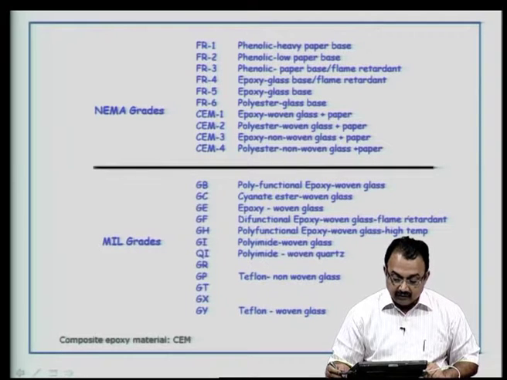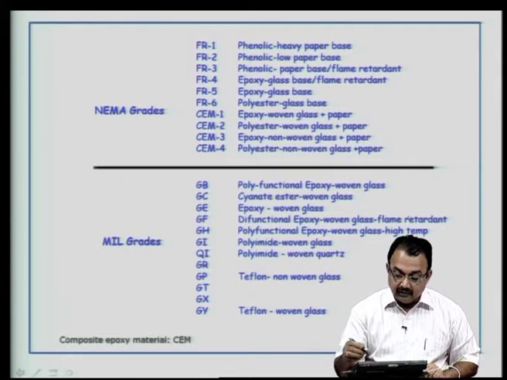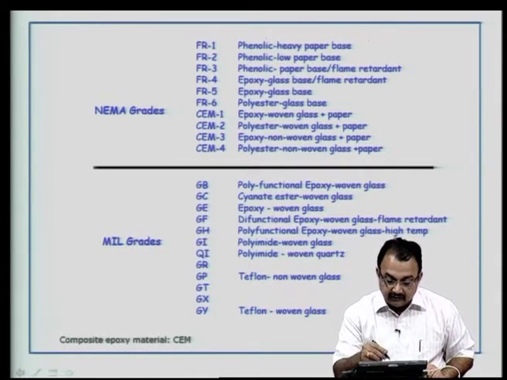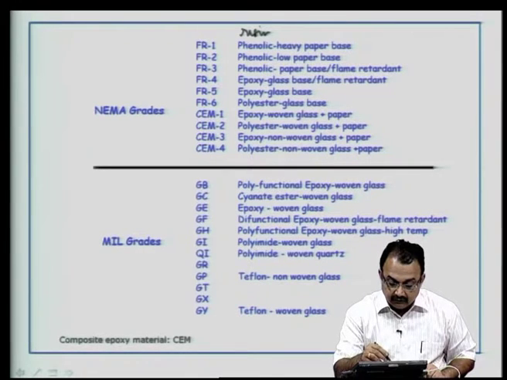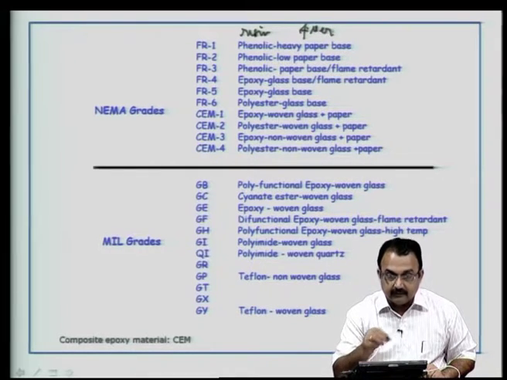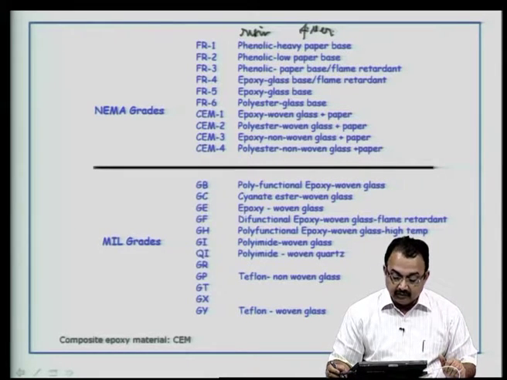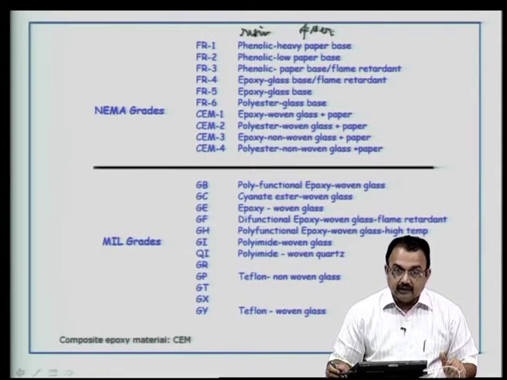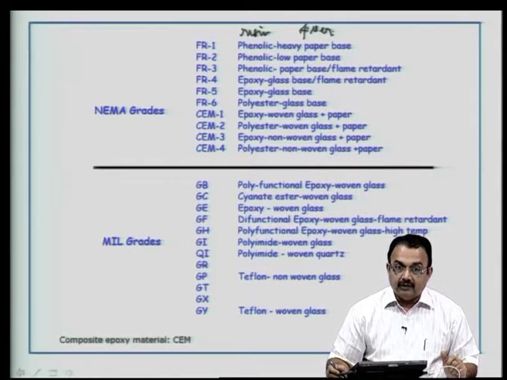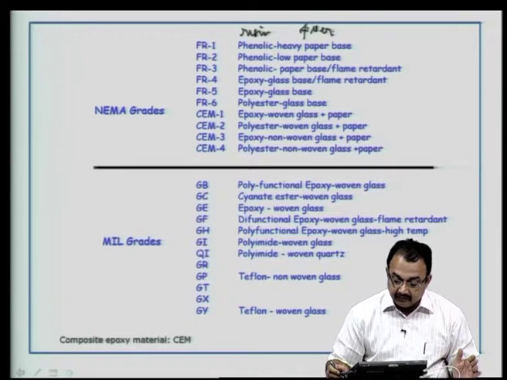Now, we will see what FR1 is. FR1 is a phenolic heavy paper base. So, here you can easily identify that the resin is phenolic based and the filler is paper based. From these grades, FR2 for example is a phenolic low paper base. Phenolic is a resin, it indicates what resin is used, an organic resin, and it contains a paper filler, but the quality and the thickness of the paper might vary from FR1.